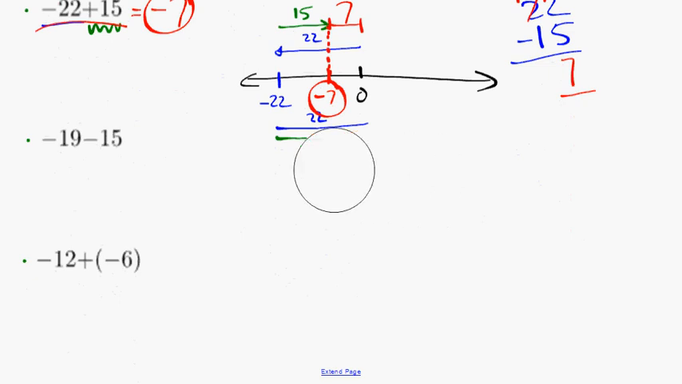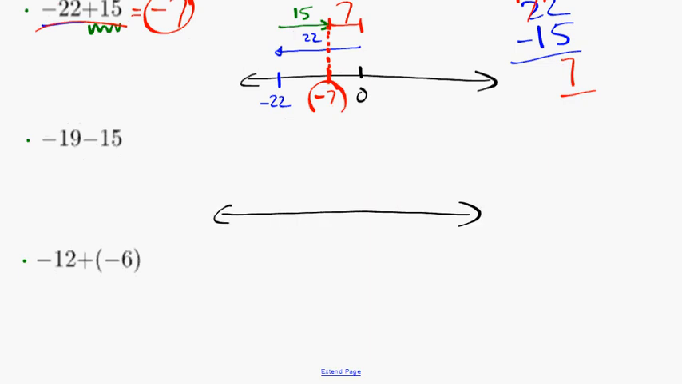All right, next one. Just erase this stuff so I have some room. We have a negative 19 that is being subtracted by 15. So I'm going to draw an arrow that represents where we are for negative 19. That's where we're starting. And then this says minus 15. So that means we are going further to the left, 15. So where we end up now, this total distance is 19 plus 15.